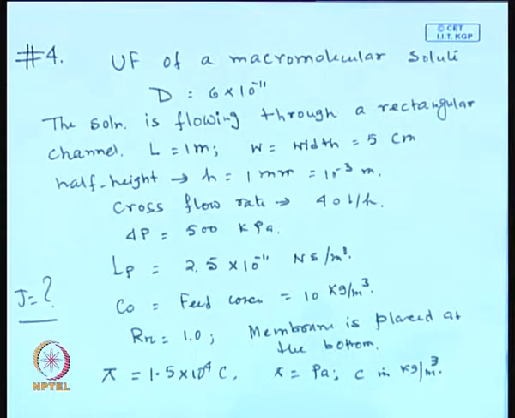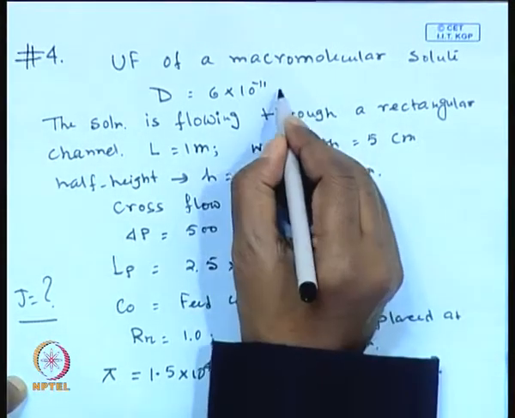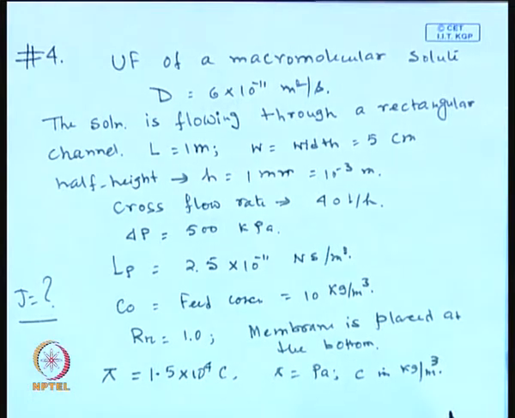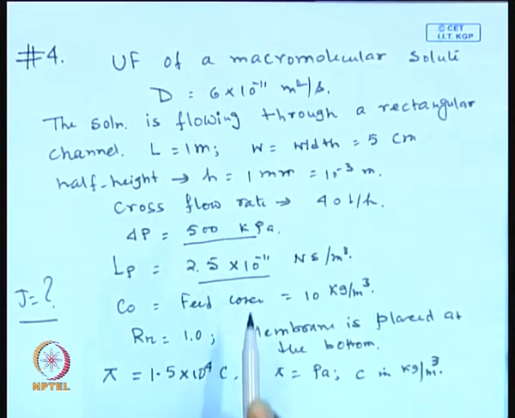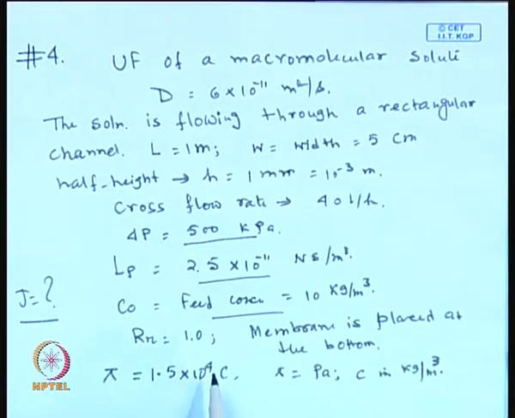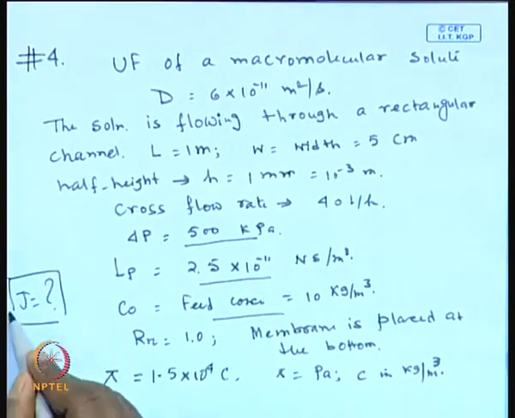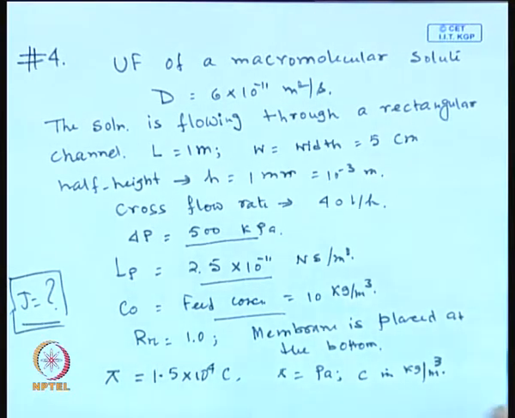So, we will be using that method. That method will be more accurate than the film theory method. In this problem we are trying to filter a protein solution which has a diffusivity of 6 into 10 to the minus 11 flowing through a rectangular channel with a cross flow rate 40 liter per hour. The various dimensions of the channel are given, and the operating pressure, transmembrane pressure drop, is also given, the membrane permeability is also given, feed concentration is given, real retention is known and that is 1, and the relationship of osmotic pressure as a function of concentration is known. So, we would like to find out what is the value of permeate flux at the steady state. So, let us look into the solution to this problem.